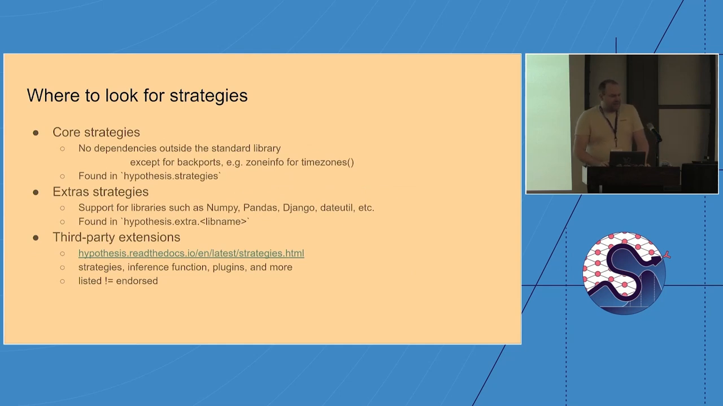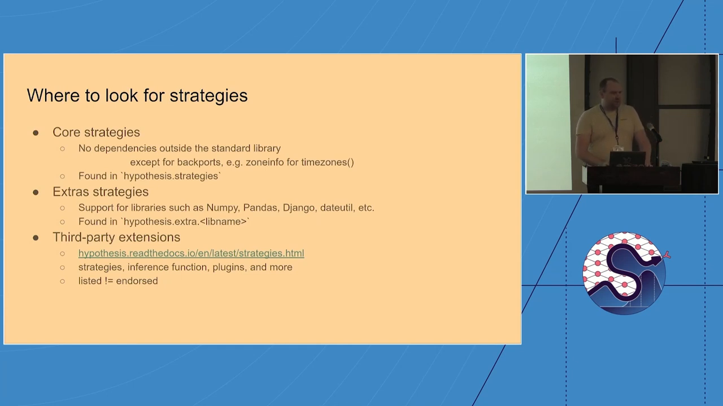All right, lastly, some tips about where to look. If you're like, I'm pretty sure this must exist, but where is it? If it's in the standard library or it's a built-in, it will be in the hypothesis.strategies module, which we usually import as st for short. There's a couple of exceptions, like if you're before Python 3.9, then you need the zoneinfo backport, but we just depend on that as part of the standard library in future Python.